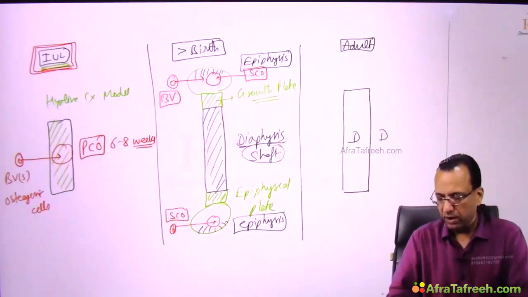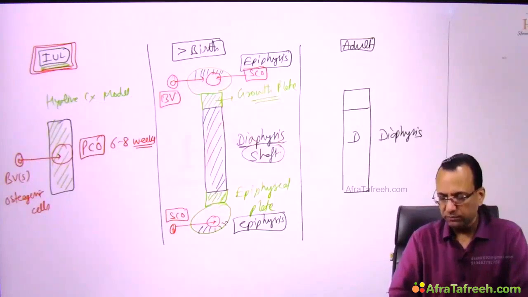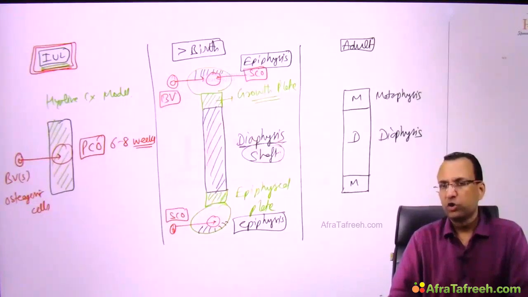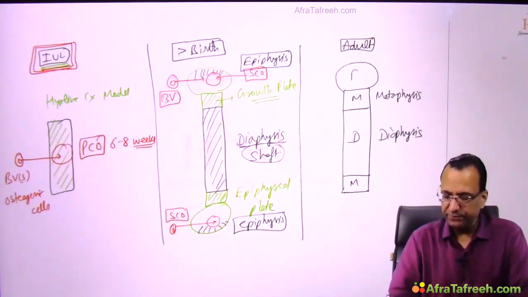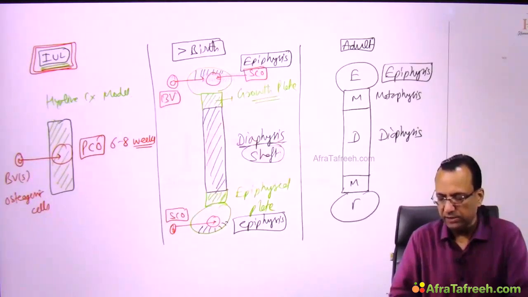But then as the bone is developing further, you'll find in the adult, this is the diaphysis, D for diaphysis. And what has happened to the growth plate? It has gone, disappeared, and it is M for metaphysis. So now the metaphysis has come and it has replaced the growth plate. As the growth plate disappears, the metaphysis comes. And what is this? E for? E is the epiphysis which would have come from the secondary center of ossification, not only this side but also that side.